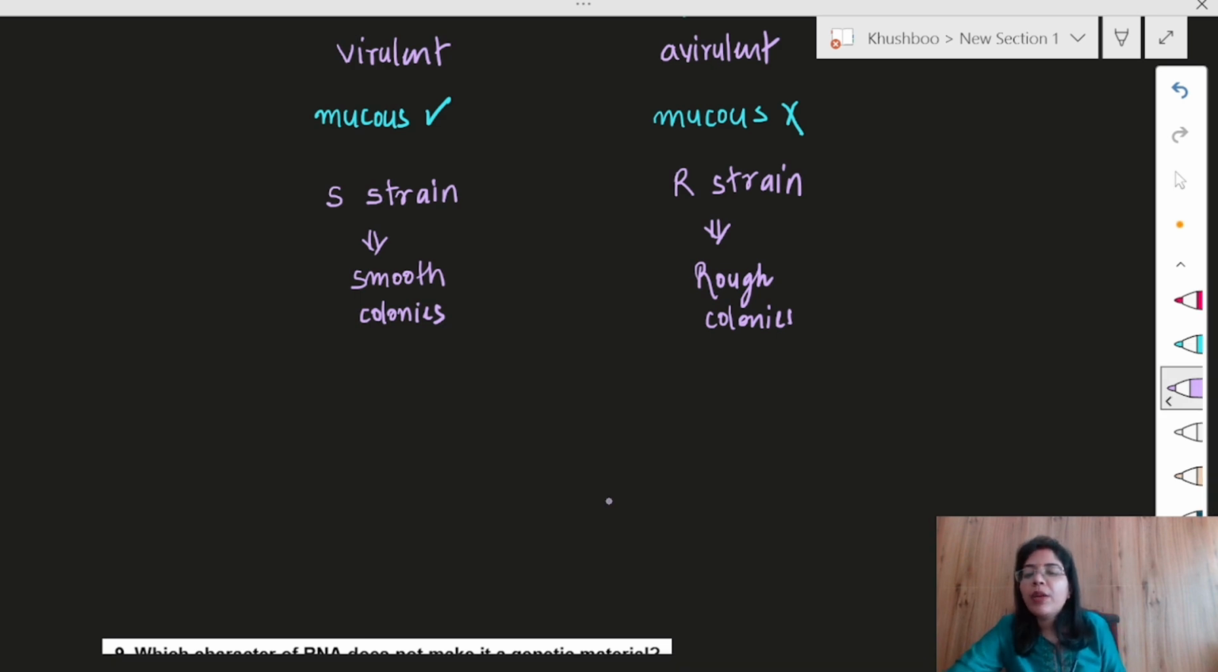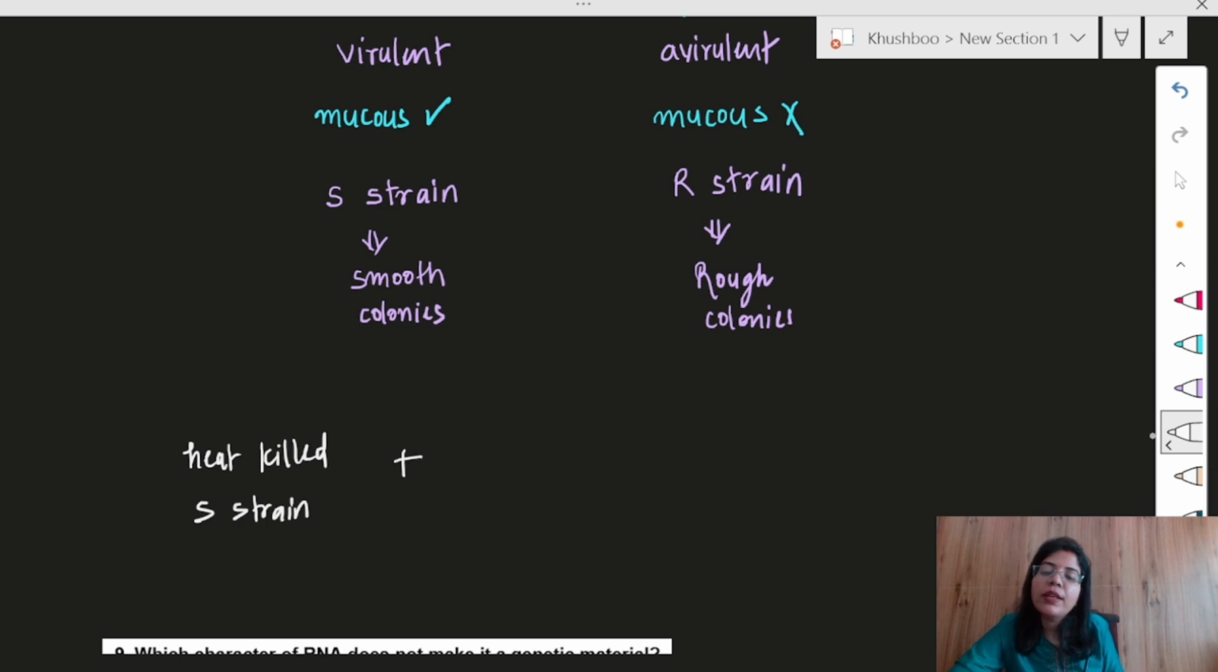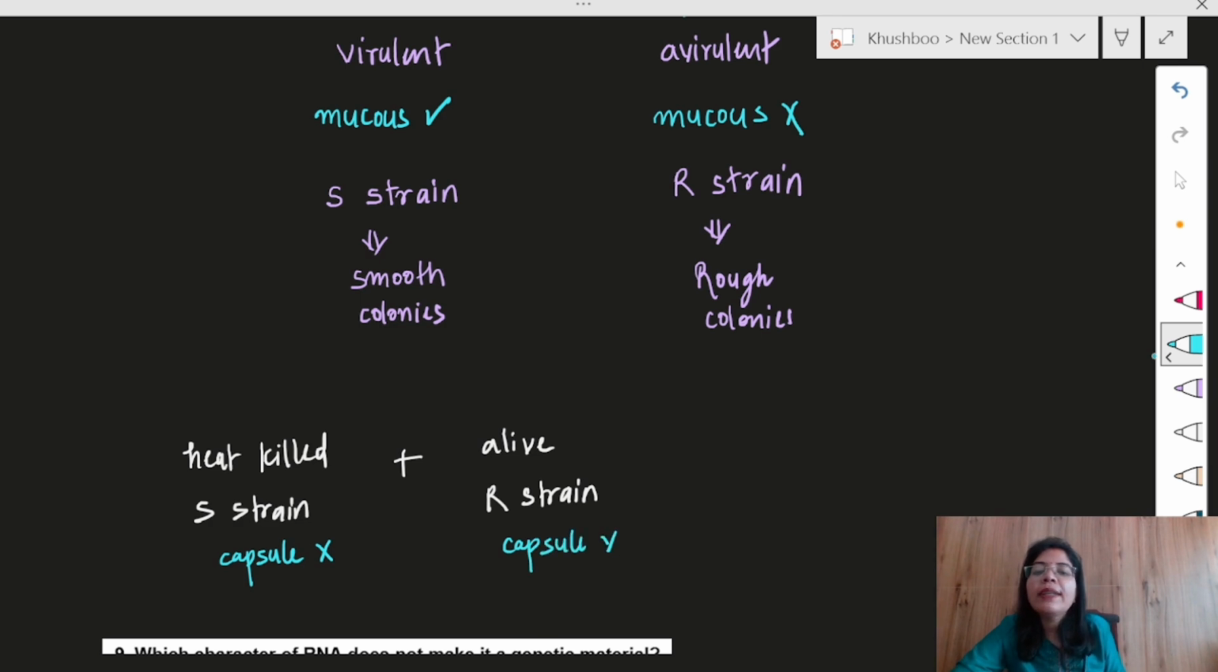Now in the last experiment, if you remember, they used heat killed S strain plus live R strain. It means here the capsule was absent, and here also the capsule was absent. So the character which was causing pathogenicity or disease was absent. But to their surprise, what happened? The mouse died.